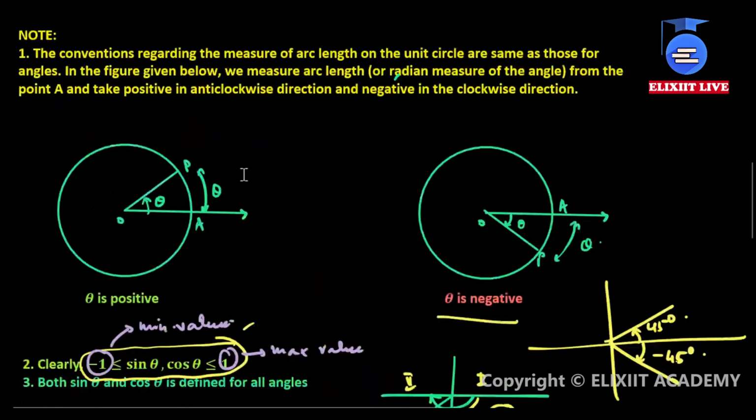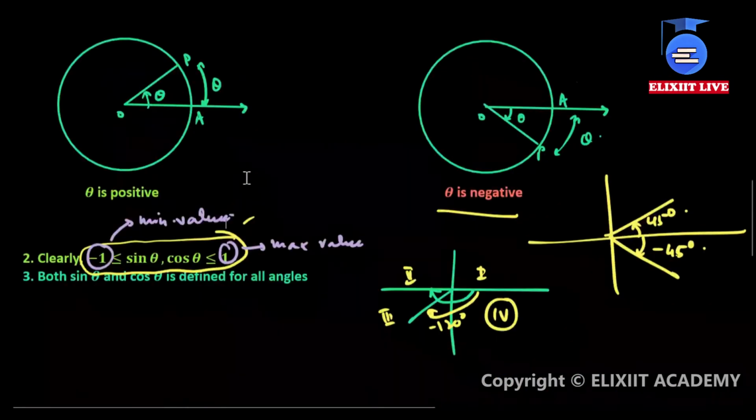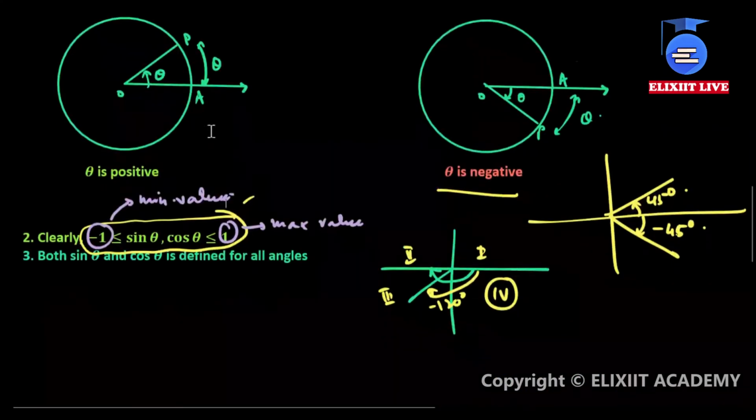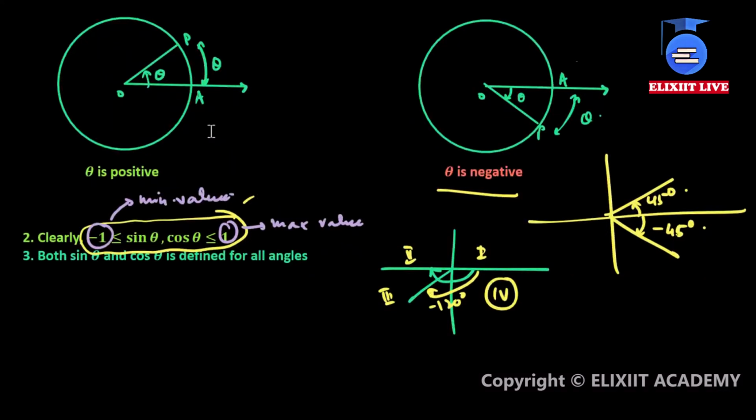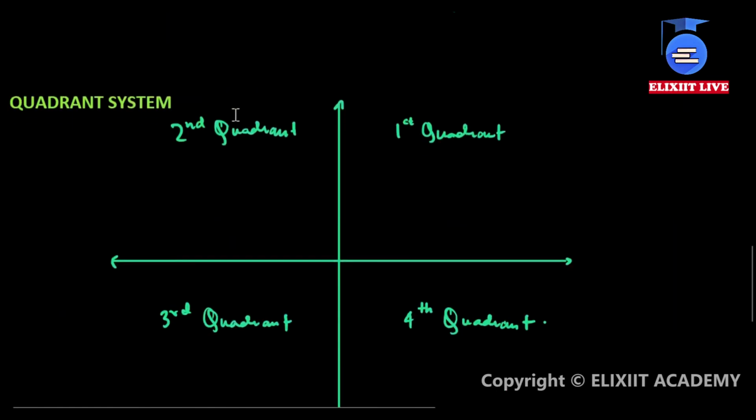Now coming to the quadrant system. One more point, the third point: both sin theta and cos theta are defined for all angles. Every type of angle you will see, sin theta, cos theta is defined. For other functions like tan theta, maybe it is not defined at some particular points. I'll tell you where it is not defined.